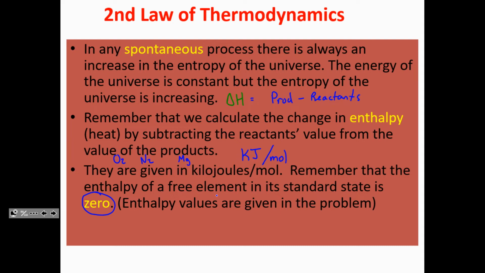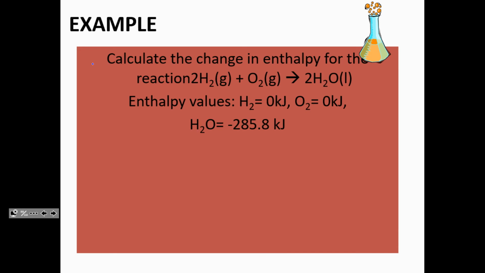So here's the reaction. This is called a sigma, which means a summation. We are going to add all of the energies of the products and subtract all of the energies of the reactants. So first, we're going to calculate the change in enthalpy for this particular reaction with hydrogen and oxygen, and we're given the values for the delta H.